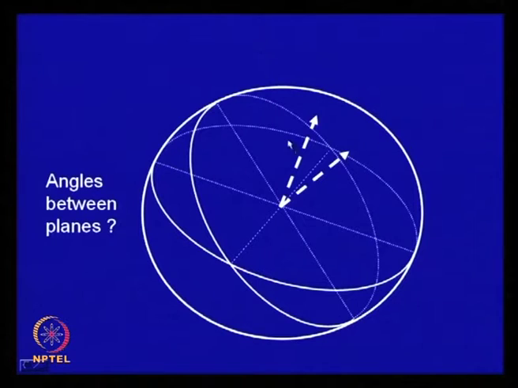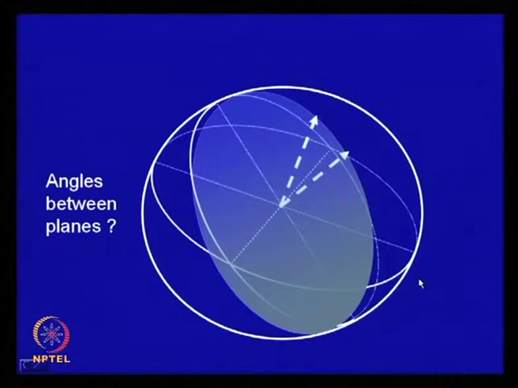Now, how do you measure this angle? You have to visualize a plane passing through these two lines, which is shown here, and then on that plane you can put a protractor and measure the angle. So, this is the basic principle of measuring angle on a 3-dimensional reference sphere.